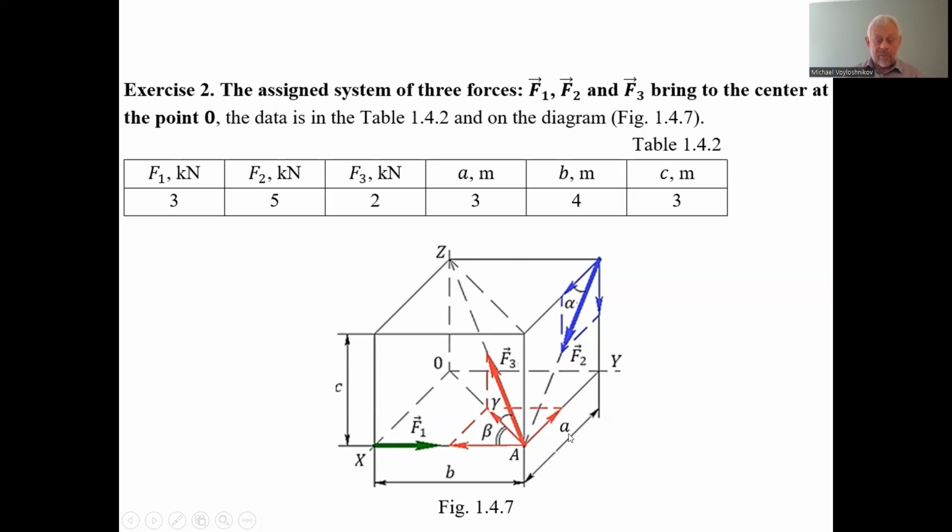And we have force F3. Force F3 is directed along the diagonal of the rectangle, the diagonal of the horizontal rectangle of projections, and the edge C is in the vertical direction. So the sizes of the projection parallelepiped are: A is 3 meters, B is 4 meters, C is 3 meters. We have to find the resultant of the mechanical system and the main moment of the mechanical system as vectors.